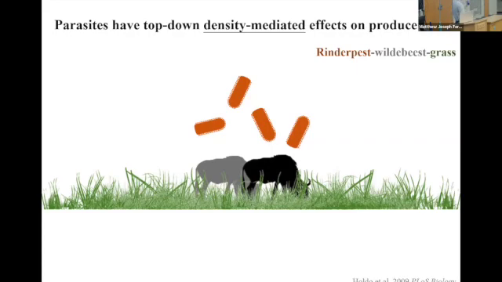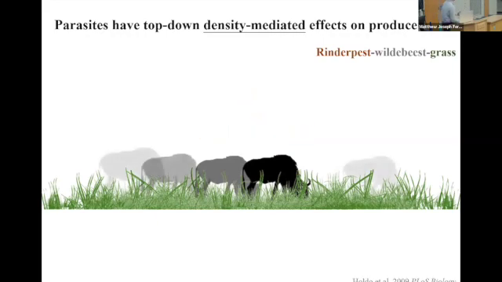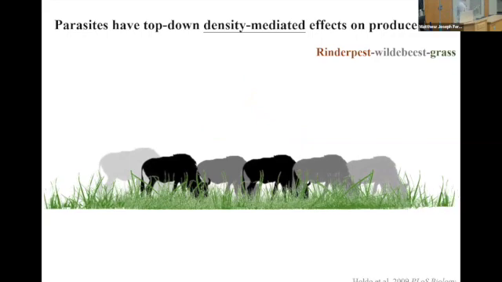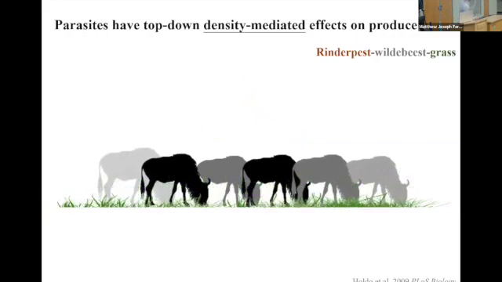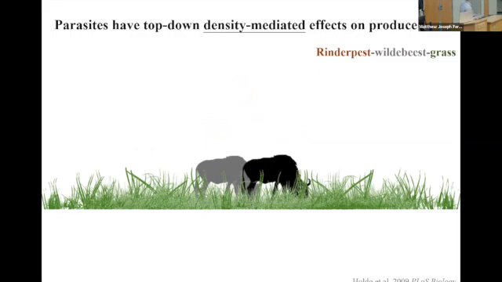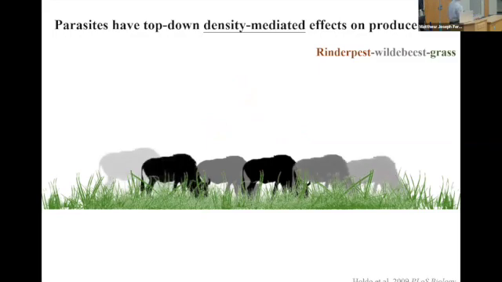And the most famous example is this one. In Serengeti in the 1960s, rinderpest was eradicated and then the wildebeest population escalated. Because they eat grasses, there was a lower grass biomass.